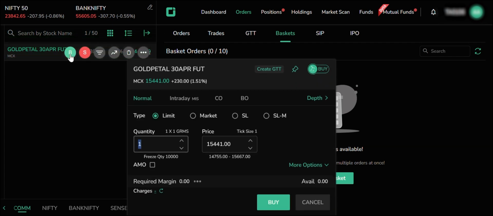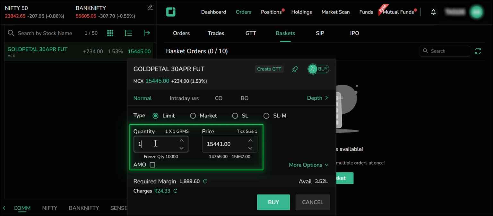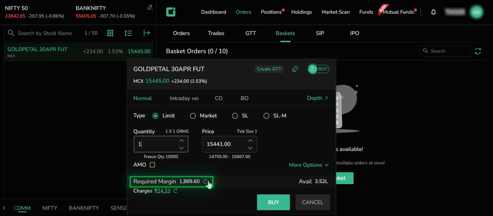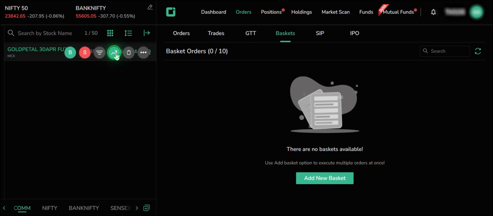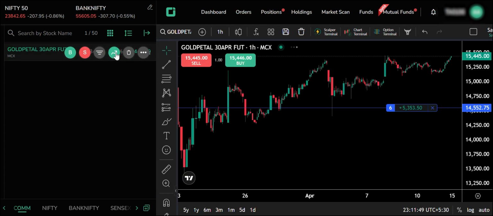Now when you click buy on this, one contract equals 1 gram. What you need to do is keep around 2000 rupees margin with the broker. The broker shows around 1900 as a margin here, but better to keep around 2,500-3,000 as a margin. So you put buy one contract. Now, let me show you the chart once and then I will execute the order.